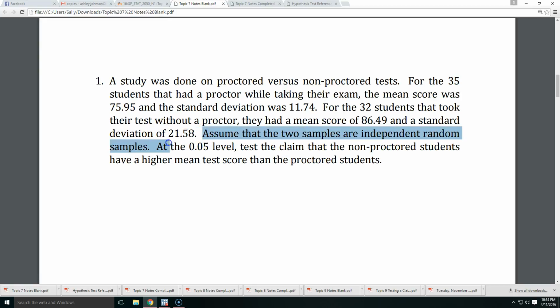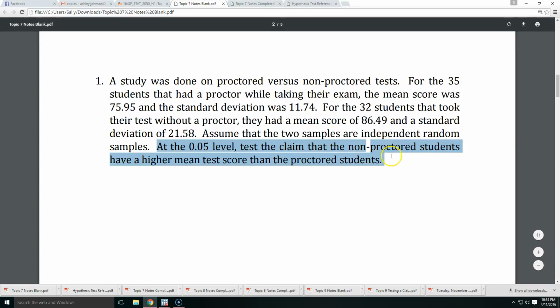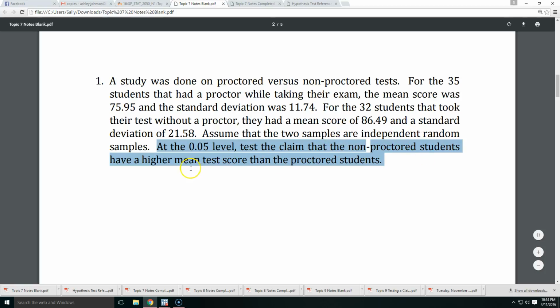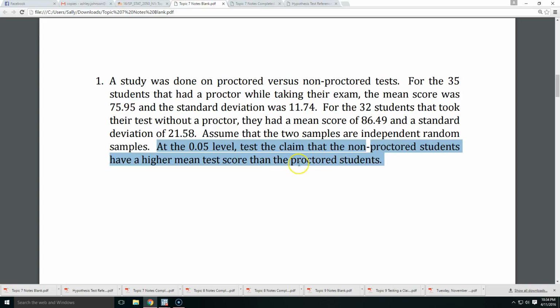They give us this little gem here, which is nice. Assume that the two samples are independent random samples. And then at the 0.05 level, so that's our significance level, test the claim that the non-proctored students have a higher mean test score than the proctored students. So the first thing that you want to notice is that the information given in the problem gives you the proctored students first, and the claim mentions the non-proctored students first. So this is something, if you're on autopilot mode or you're going really fast, you might not catch this and you may end up switching these values around.